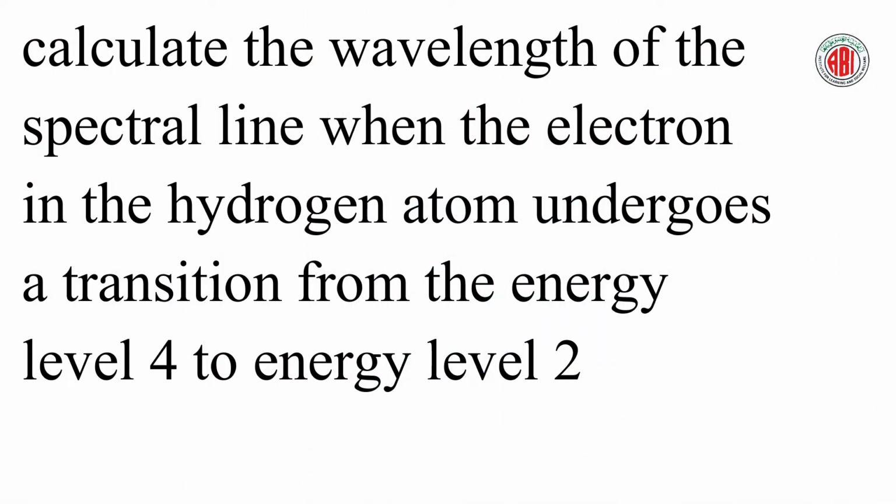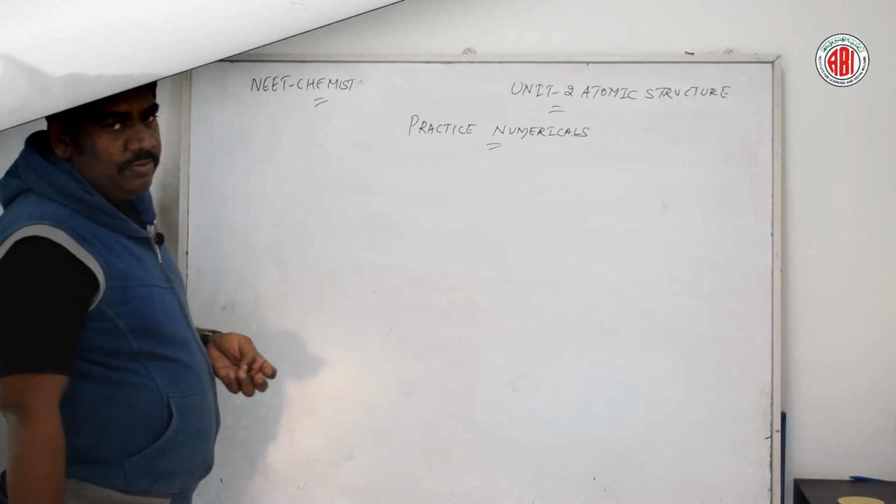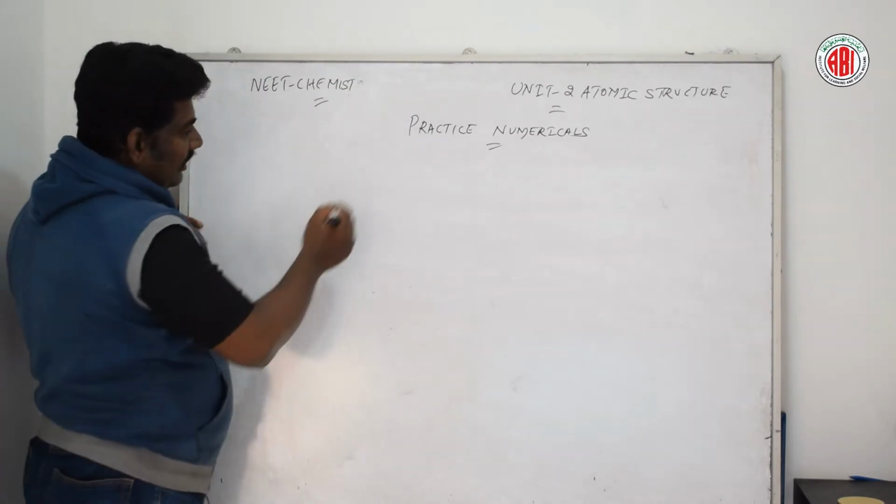Calculate the wavelength of the spectral line when the electron in the hydrogen atom undergoes a transition from the energy level 4 to the energy level 2. So let us see how to solve this problem. According to this question, we must use the Rydberg equation. So what is the Rydberg equation?